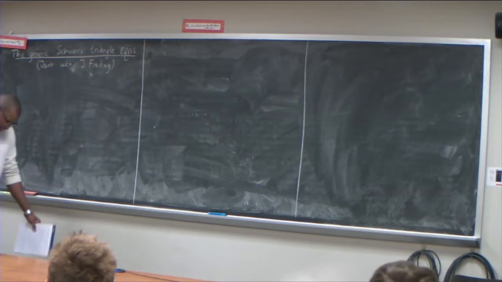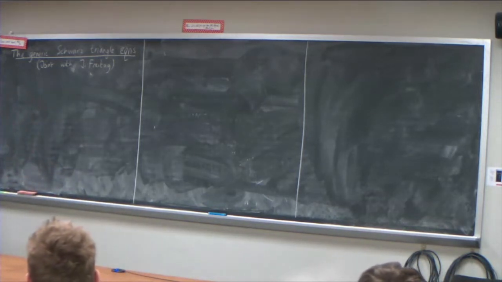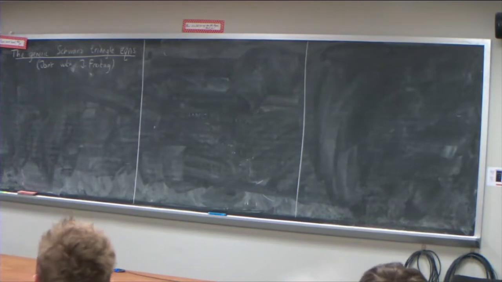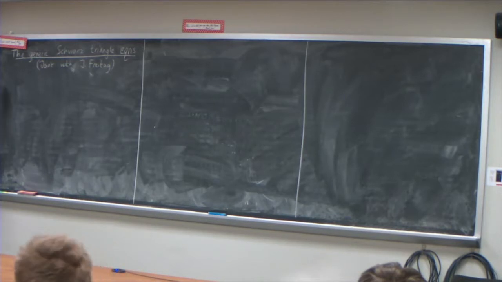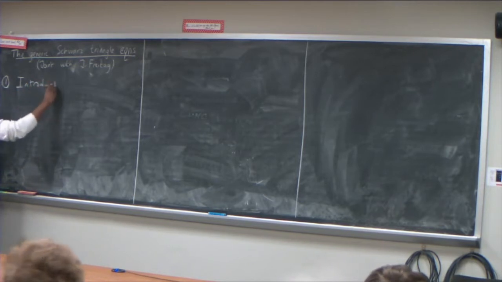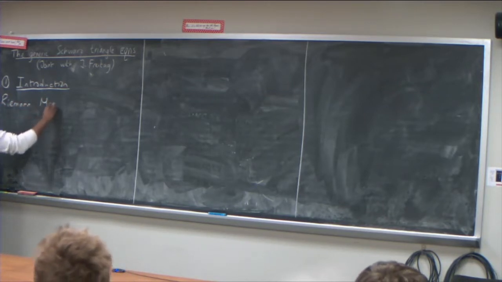So basically, this is an application of some of the works that you might have seen me talk about on Fuchsian groups. We apply them to the generic Schwarz triangle equation. So let us start. The starting point for this talk is the Riemann mapping theorem.